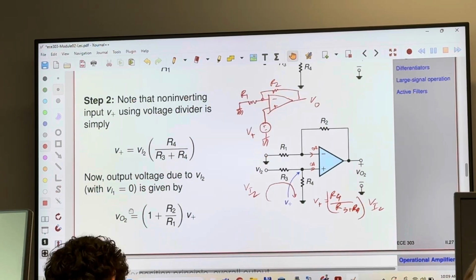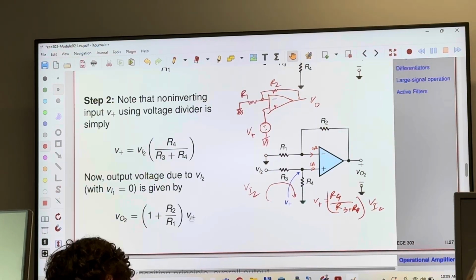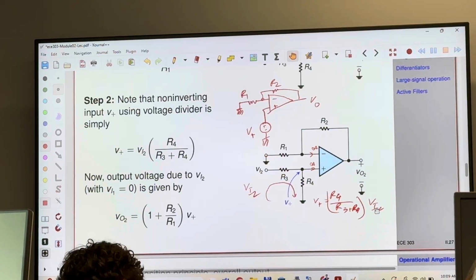So in that case, when the other input is deactivated, V out 2 is going to be simply 1 plus R2 over R1 times V plus. And V plus I found using a voltage divider, using the input right here.